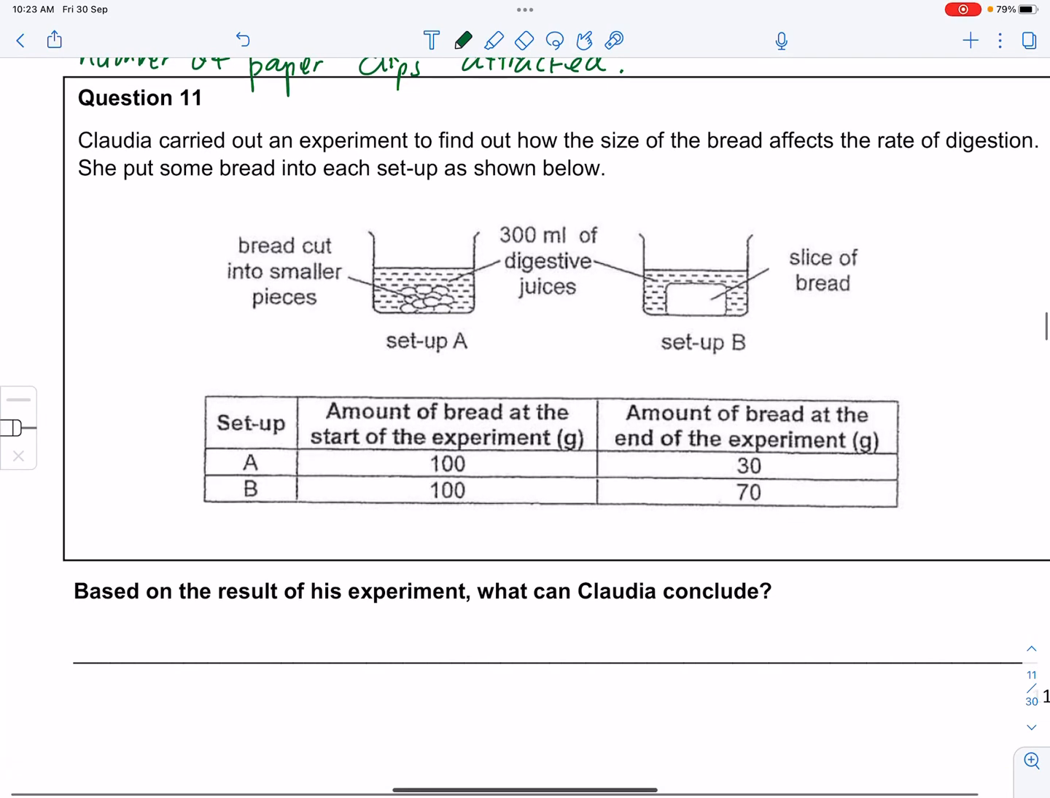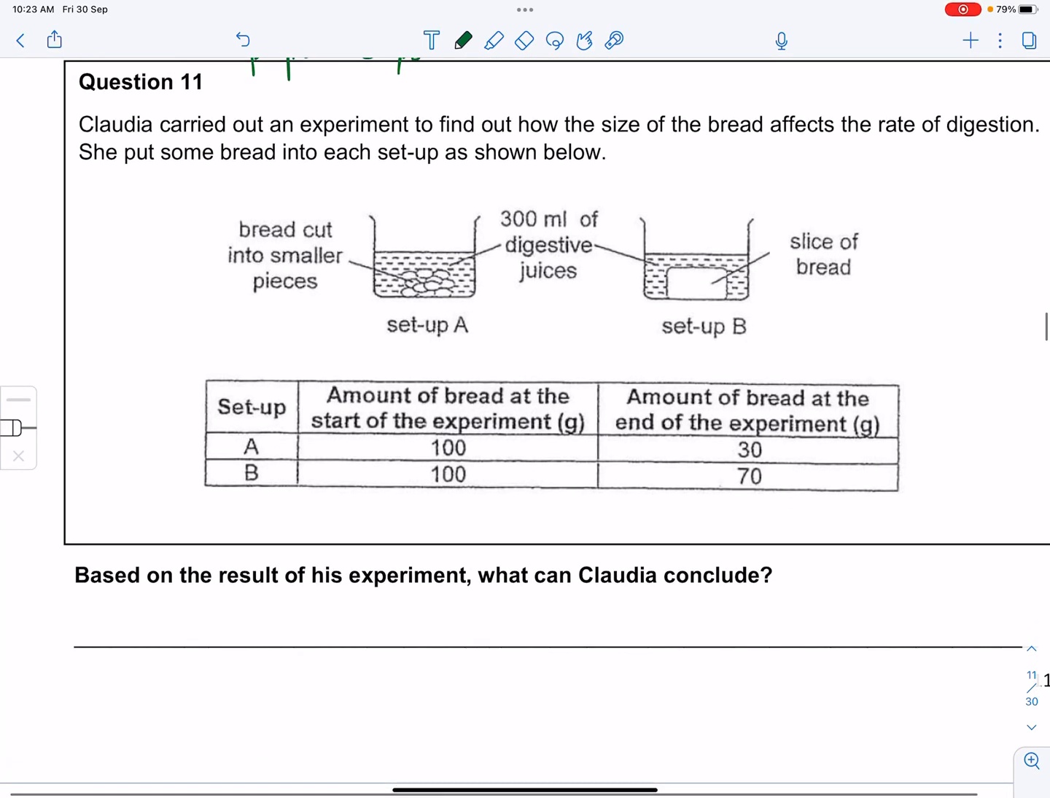Alright, continuing on to question 11. Claudia carried out an experiment to find out how the size of bread affects the rate of digestion. So just based on what we already know, this has to be a change variable, and this is your measured variable. She put some bread into each setup as shown below. Based on the result of the experiment, what can Claudia conclude?